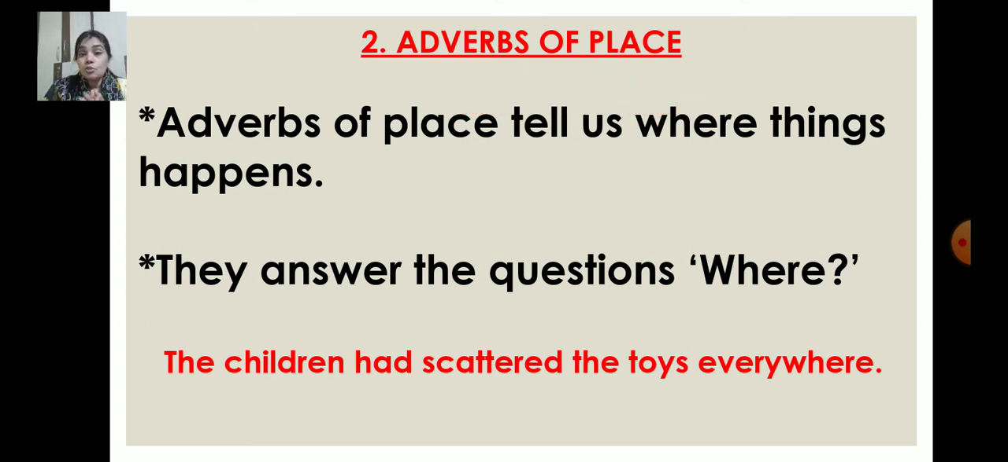Place means you will not see in the sentence Delhi, Chennai, London, not like that place. So let's understand by reading the example sentences. So what are adverbs of place? Adverbs of place tell us where things happen. Where it happened. They answer the question where.